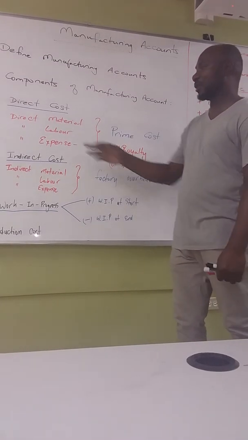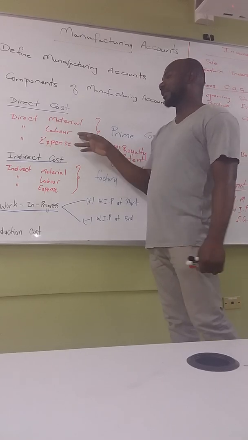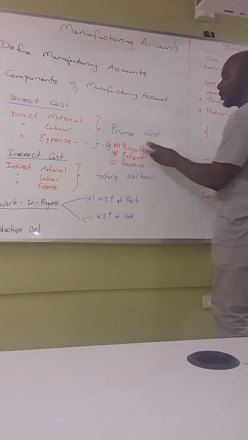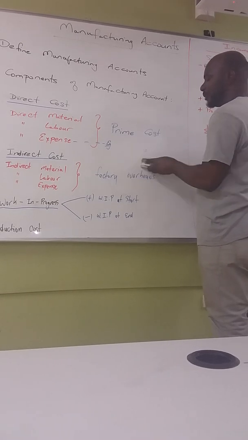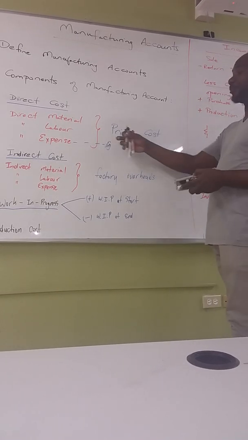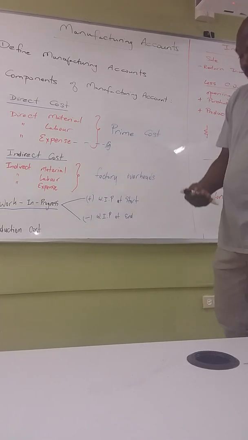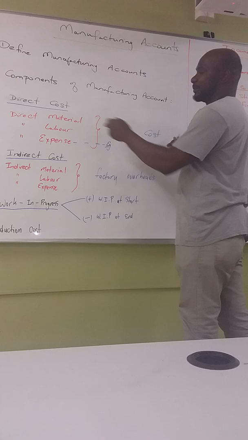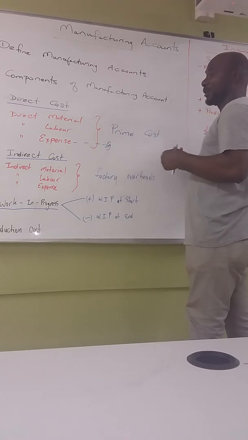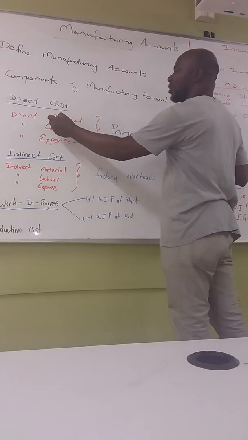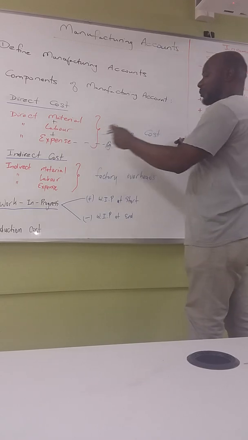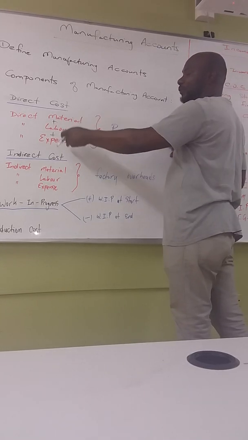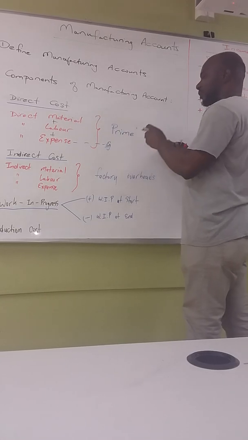And direct costs are made up of your direct material, direct labor, and your direct expense. What I want to also make reference to is what we call prime costs. Now what is our prime cost? Realize it is parallel to your direct costs. Your prime cost is all of your direct costs added together. So what is prime cost? When you add up all of your direct costs, you get what is known as your prime cost.